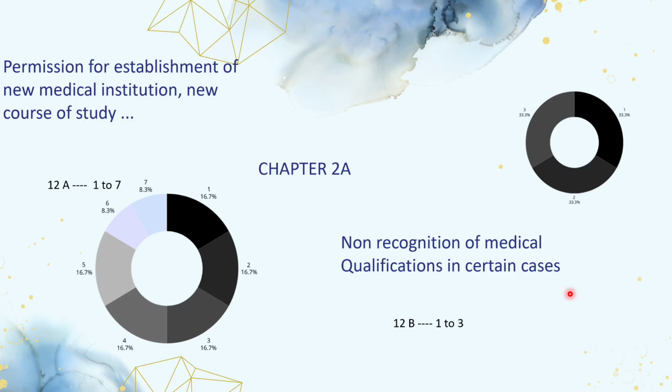And also, where any medical institution increases its capacity in any course of study or training without the previous permission of the central government in accordance with the provisions of Section 12a, medical qualifications granted to any student of such medical institution on the basis of increase in its admission capacity shall not be deemed to be a recognized medical qualification for the purpose of this Act.